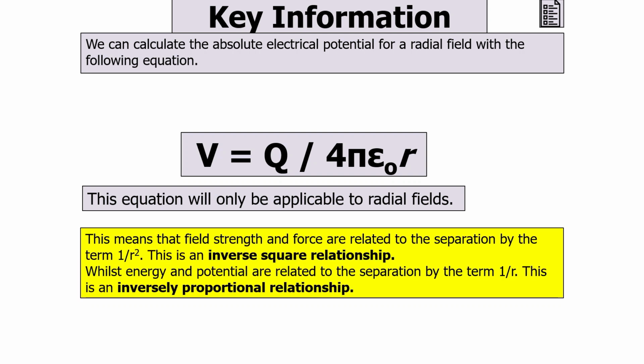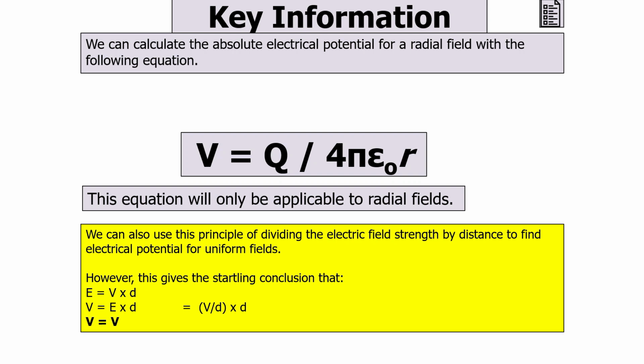Now, we can also say that because the field strength and force are related to the separation by the term 1 over r squared, this is an inverse square relationship. Whilst because the energy and potential are related to the separation by the term 1 over r, this is an inverse proportional relationship. Now we can also use the principle of dividing the electrical field strength by the distance to find the electrical potential for uniform fields. However, this gives us the startling conclusion that if E equals V over D, and therefore V equals E times D, we can therefore say it equals V over D times D, so we're saying V equals V.